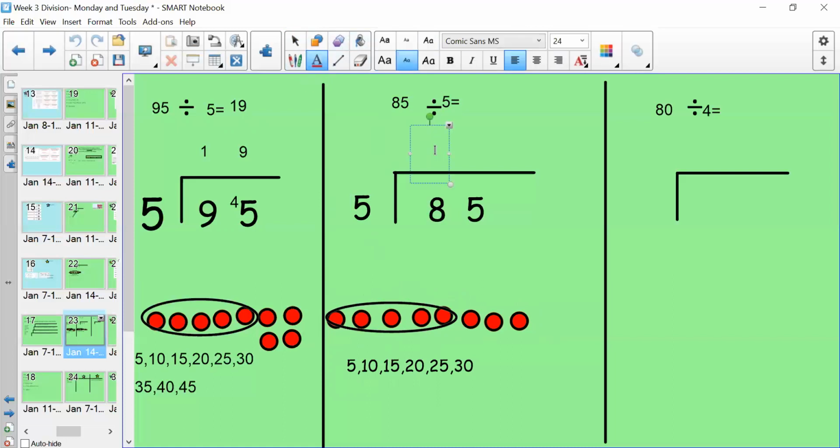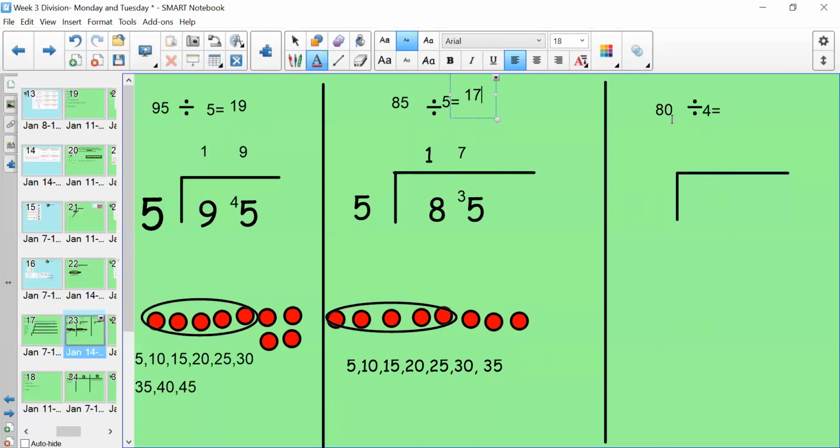So we can put 1 up here. But we can see we can't circle 5 again because we've only got 3. So these are what's left over, these 3. So we're going to have to regroup it and put it in front of the 5. So now that becomes 35. So now we can see 35 divided by 5. And then we can move down here to our multiples. So we've got 5, 10, 15, 20, 25, 30, and then 35 would be next. And we can see that that is 7. So we put 7 up here. So our final answer is 17.